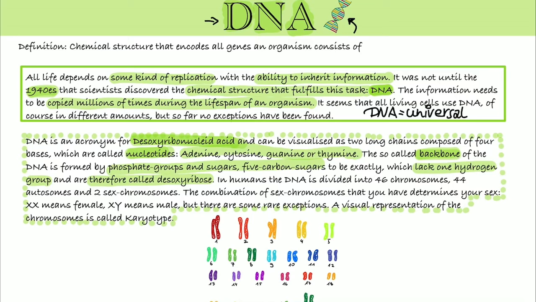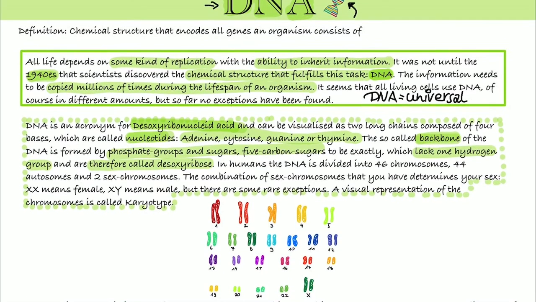In humans, the DNA is divided into 46 chromosomes. What you see here is a karyotype, and that's a visual representation of what our chromosomes look like. We've got the chromosomes 1 to 22. They're sorted by their size, and there are also the sex chromosomes X and Y.